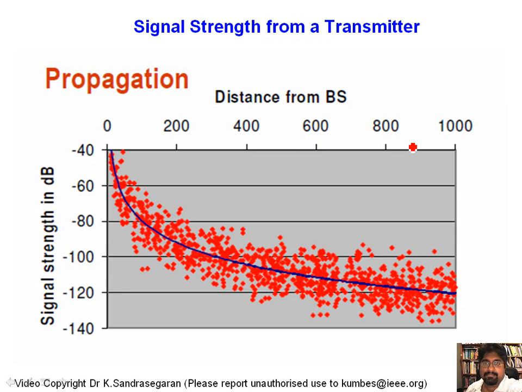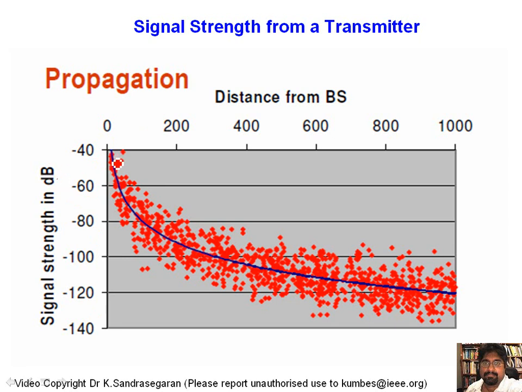Now if you were to plot the received signal strength as a function of distance from the transmitter, you might get a plot that looks something like this. On the x-axis we have distance from the base station, and on the y-axis we have signal strength, or the gain or loss of the signal, measured in dBs.